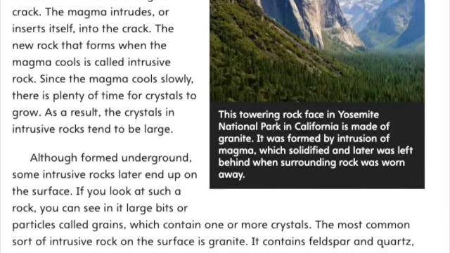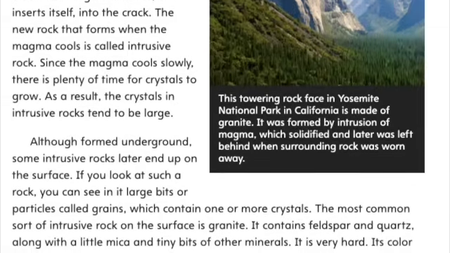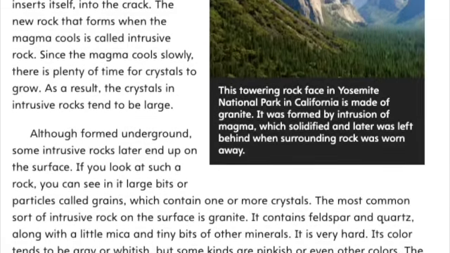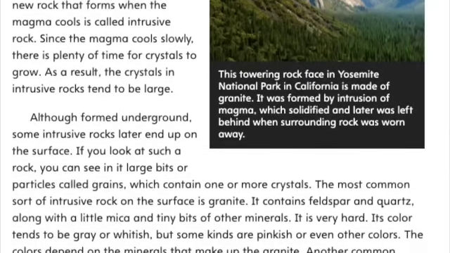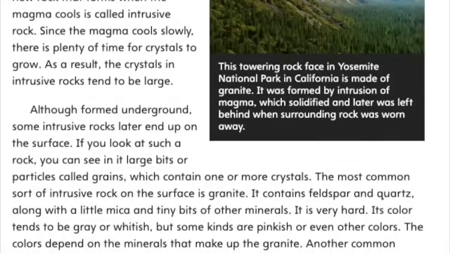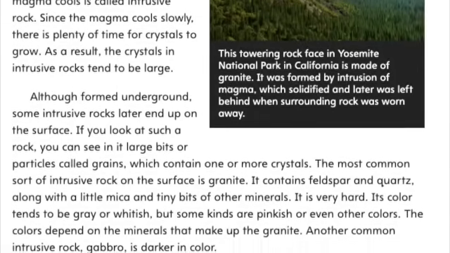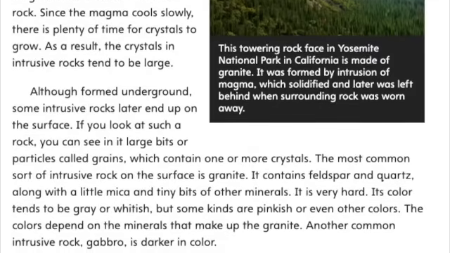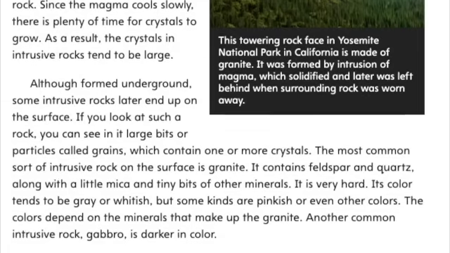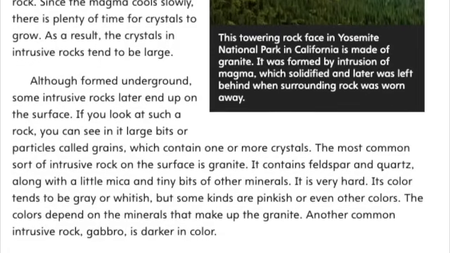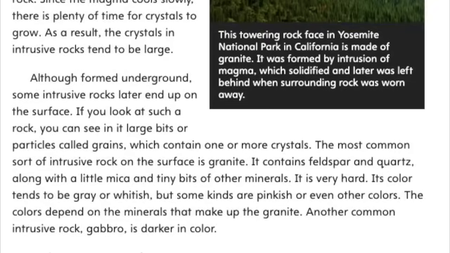It contains feldspar and quartz, along with a little mica and tiny bits of other minerals. It is very hard. Its color tends to be gray or whitish, but some kinds are pinkish or even other colors. The colors depend on the minerals that make up the granite. Another common intrusive rock, gabbro, is darker in color. This towering rock face in Yosemite National Park in California is made of granite. It was formed by intrusion of magma, which solidified and later was left behind when surrounding rock was worn away.